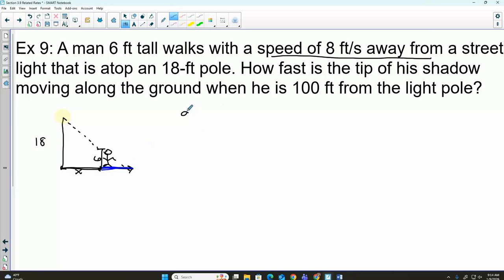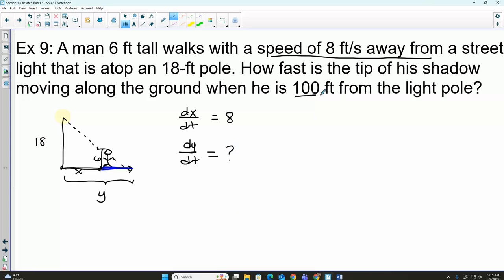All right, so then his speed, that would be dx/dt, is 8. The tip of his shadow is all the way out here. So that's like this whole distance. So I'll have to make that a variable. So y. If I'm talking about how fast the tip of the shadow is moving along the ground, I am looking for dy/dt.